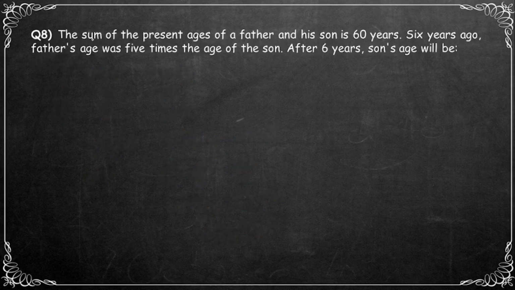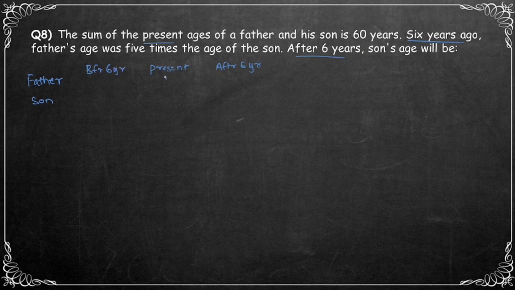Question 8. The sum of present ages of a father and his son is 60 years. 6 years ago, the father's age was 5 times the age of the son. After 6 years, son's age will be. In this question, there are two fellows, father and son. And there are three timelines, present, 6 years ago, and after 6 years. So present, after 6 years, and before 6 years.